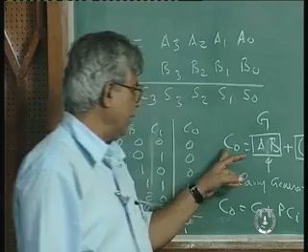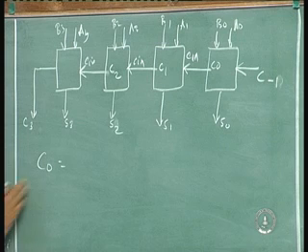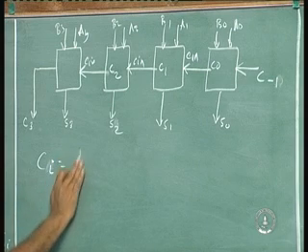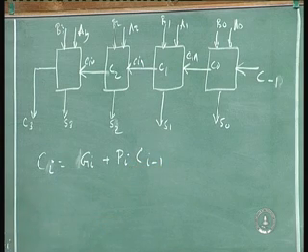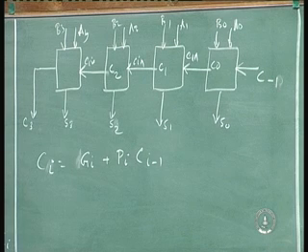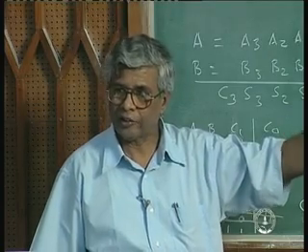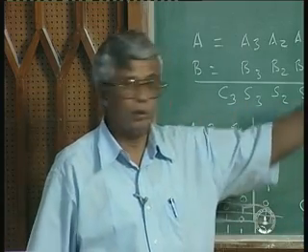We have already written for any given stage the C output is given as, so I will write this as a generalized term. Output carry I will call it Ci is Gi plus Pi Ci minus 1. That means the input carry is I minus 1, the previous stage. For the ith stage output carry is Ci, Gi is Ai and Bi for that stage, Pi is Ai exclusive or Bi for that stage, Ci minus 1 is the carry coming from the previous stage. Now I can substitute for each stage now.